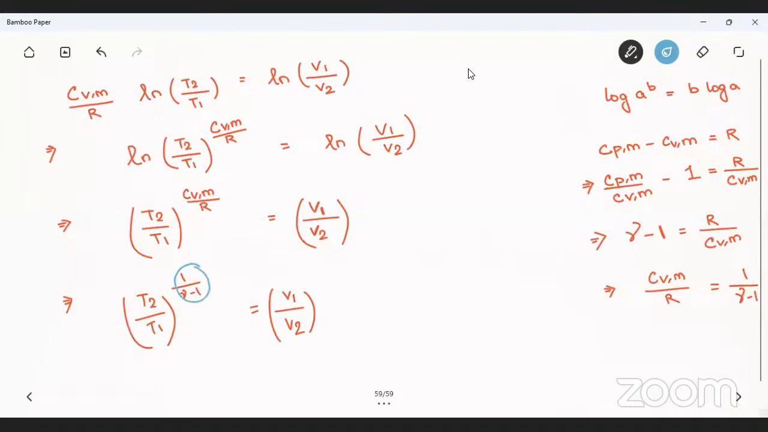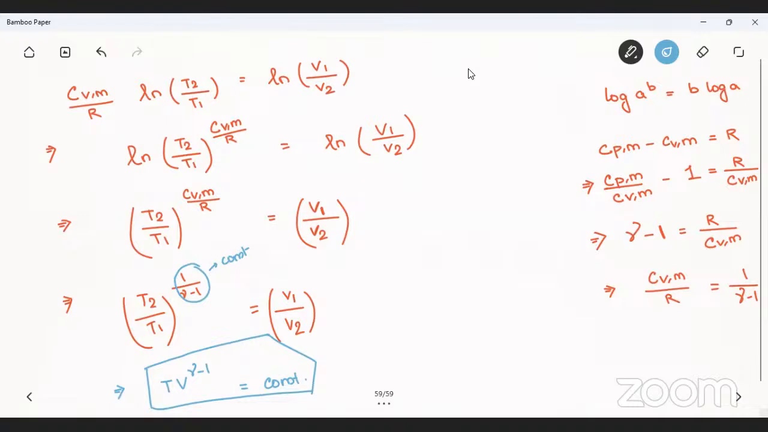This is a constant, right? And T2 by T1 is equivalent to something V1 by V2. So they are inversely related. So from this equation, can we write TV to the power gamma minus 1 is equivalent to constant? Okay, so this is a very important formula that you need to remember. So is this formula clear? How we are deriving it?